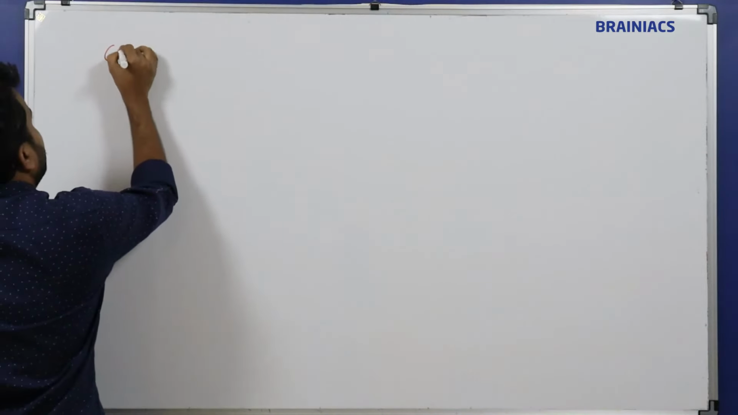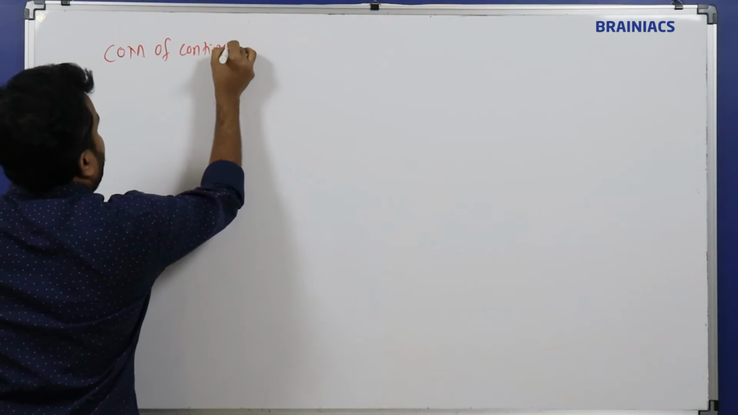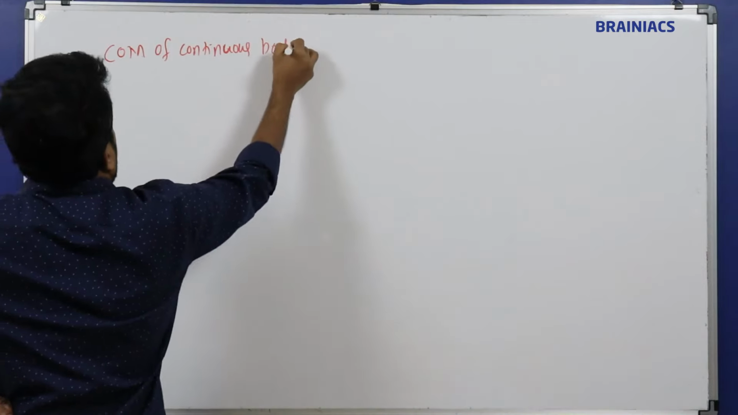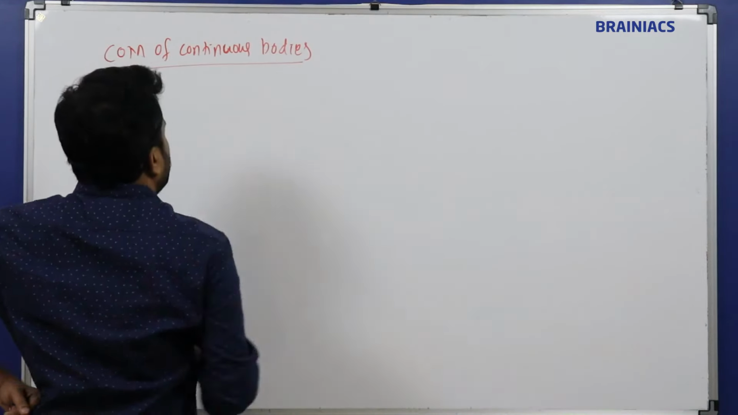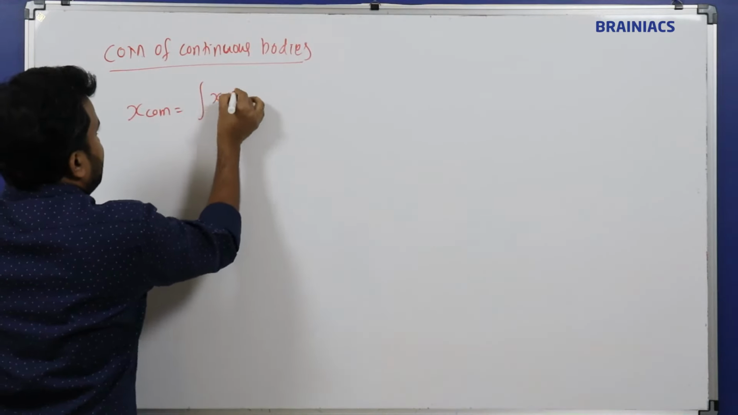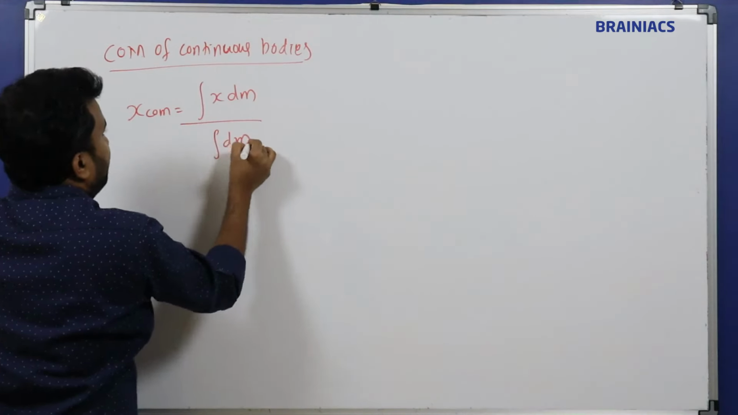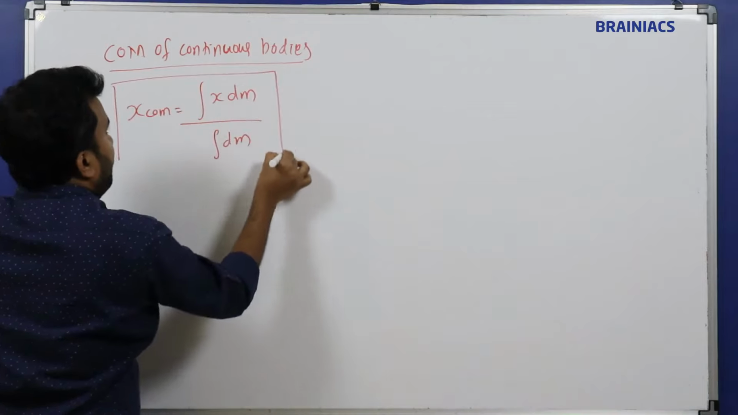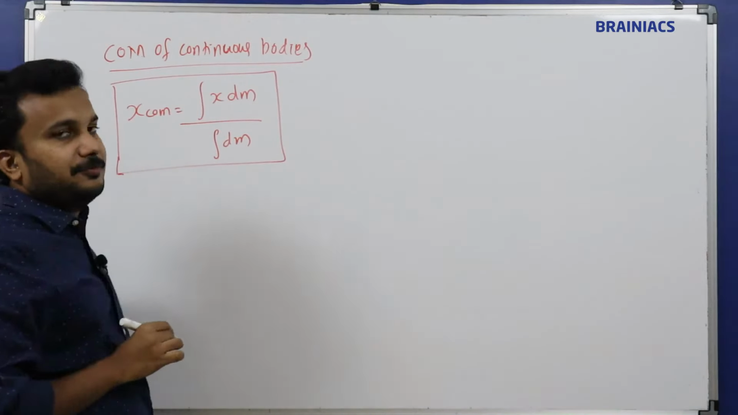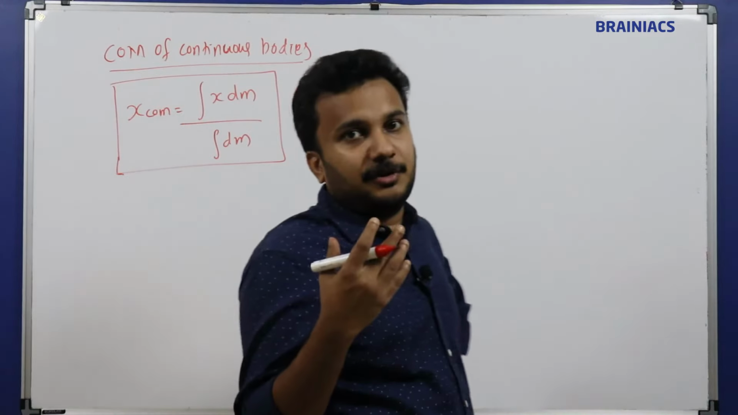So write down the heading, center of mass of continuous bodies. The center of mass of continuous bodies. To find that we have a formula, integral x dm divided by integral dm. This is the formula to find out the center of mass of a continuous body. You don't need to do the derivation for this one.